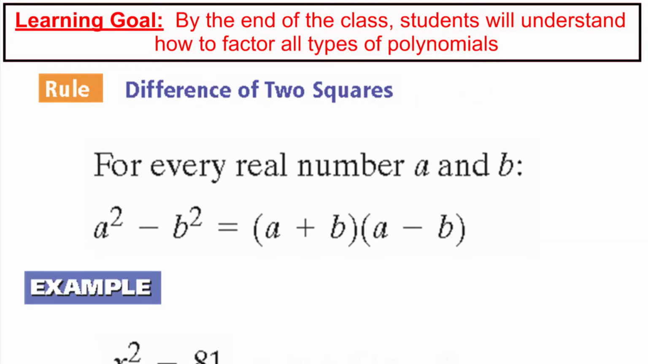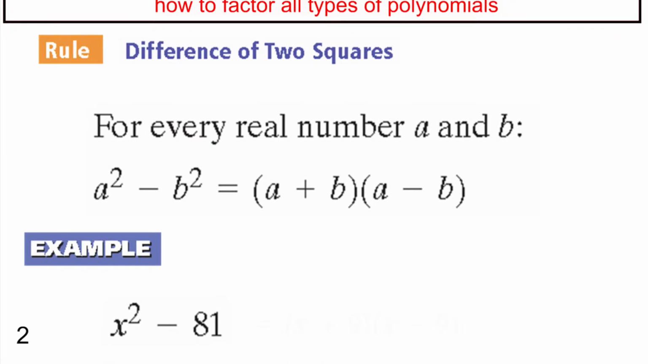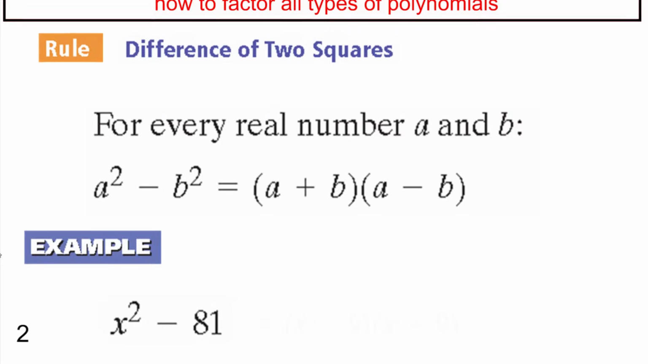What happens if it only has 2 terms? What if it's a binomial? If it's only a binomial, we really only have one case that we can work with, and that is if the binomial is a difference. The word difference means subtraction. So there's subtraction between 2 squares, meaning 2 things that can be written as a number squared. Let's go right down to an example and you'll see what I mean.